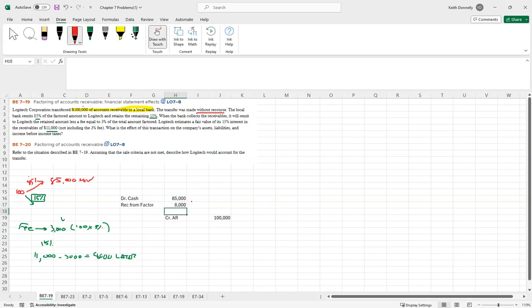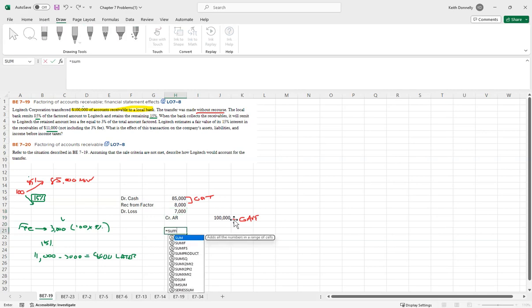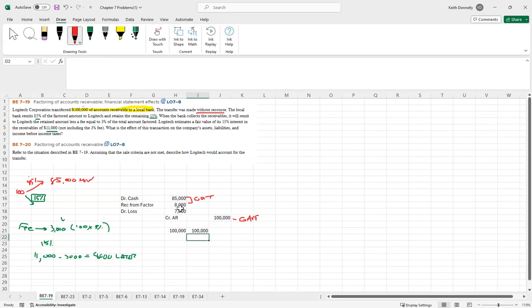So if we know what we sold, and this is what we got right here, GOT, like Game of Thrones, and this is what we gave, then the difference here is a loss. Essentially, we're going to take a hit on this. So it's going to be a debit to loss on the sale of the receivable. We're going to plug it, and in this case it'll end up being $7,000. So if you do your total debits, they're going to equal the total credits.